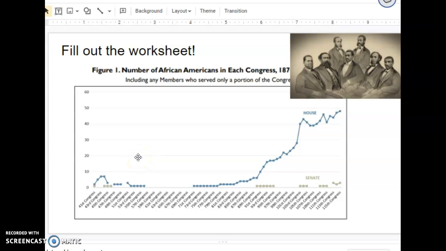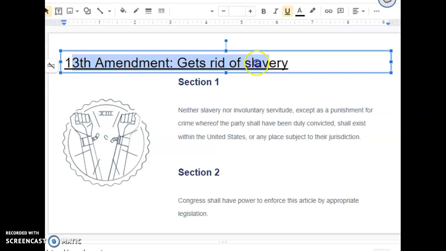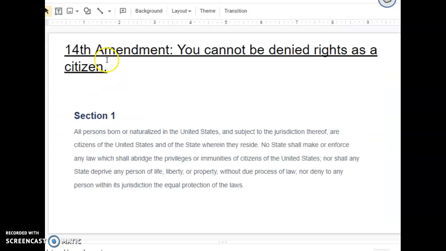Okay, and then you're going to flip to the back side of that worksheet. You see a chart at the top. The first amendment is the 13th Amendment. We passed 3 major Reconstruction amendments during the Civil War. 13th Amendment gets rid of slavery. And then find one other detail in here that you can write in on that chart. 14th Amendment is you cannot be denied rights as a citizen.